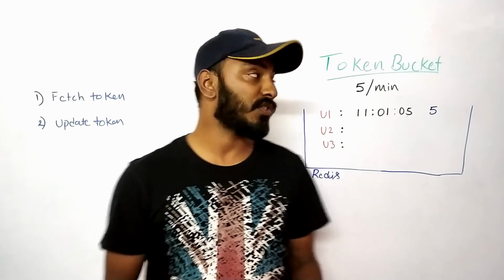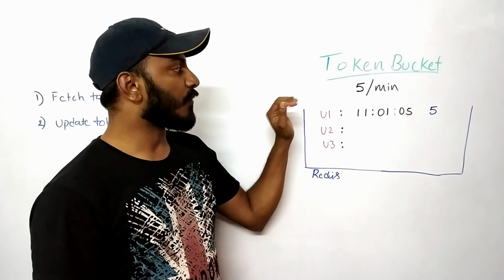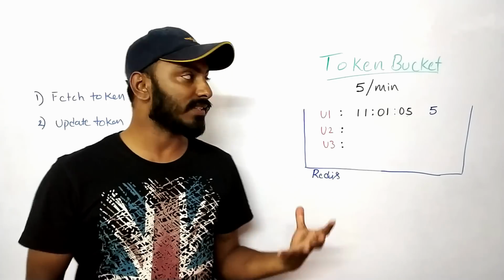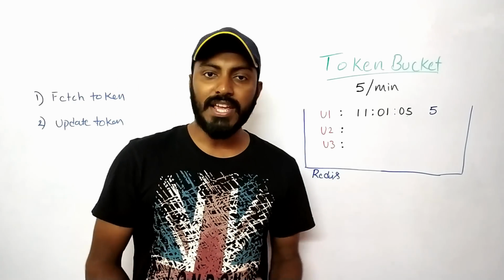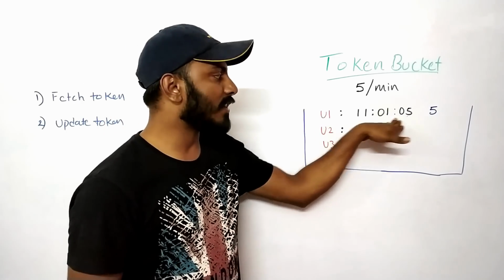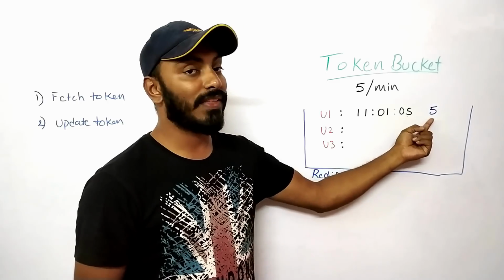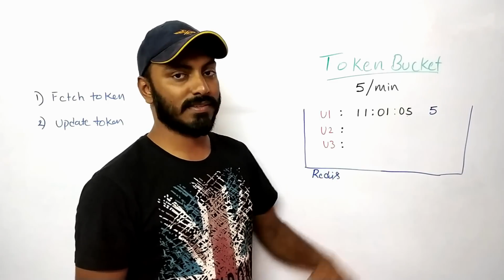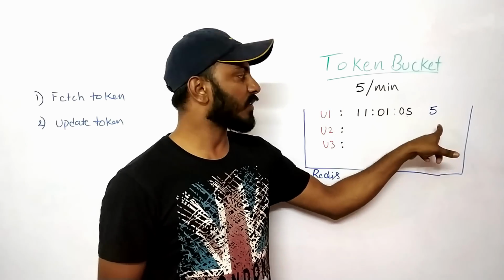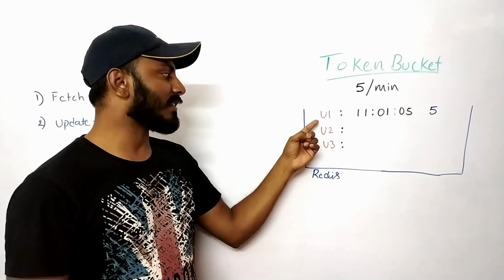The first algorithm we are going to look at is token bucket. Consider we are limiting our APIs to 5 requests per minute. How does token bucket work? For every unique user, we track the last time at which a request was made and also the available tokens. In this case, since we have 5 requests per minute, we have 5 tokens left. And all this information should be stored against the user ID.